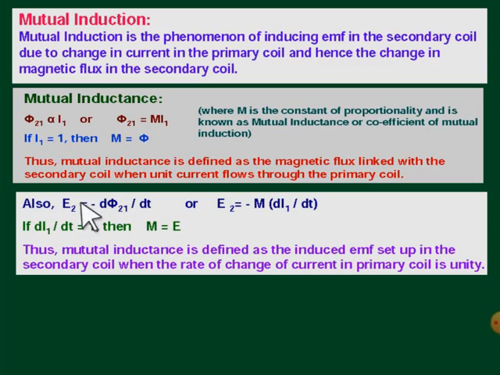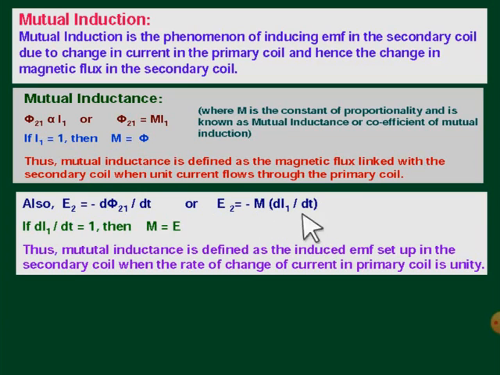Same as that in terms of rate of change of current, you can also define it. Your E2, that means induced EMF developed in the secondary coil, will be equal to minus d phi 21 by dt. That means rate of change of magnetic flux in the secondary coil due to the current in the primary coil. Or E2 will be equal to minus M di1 by dt.